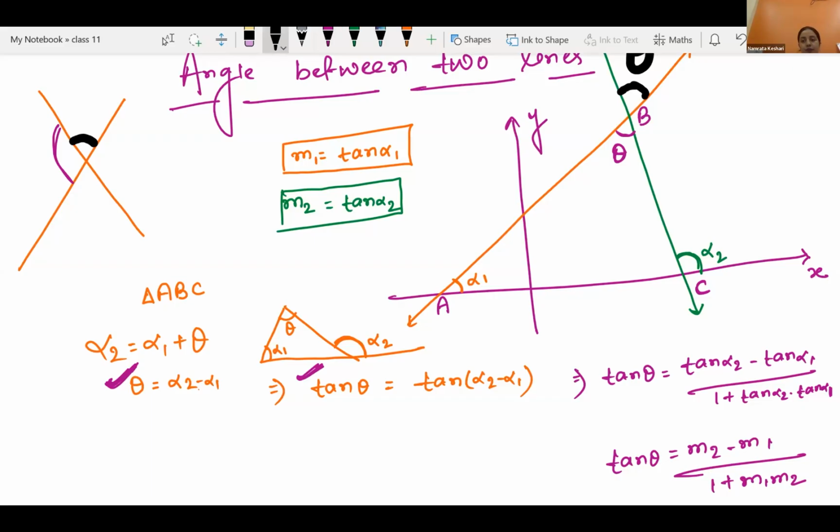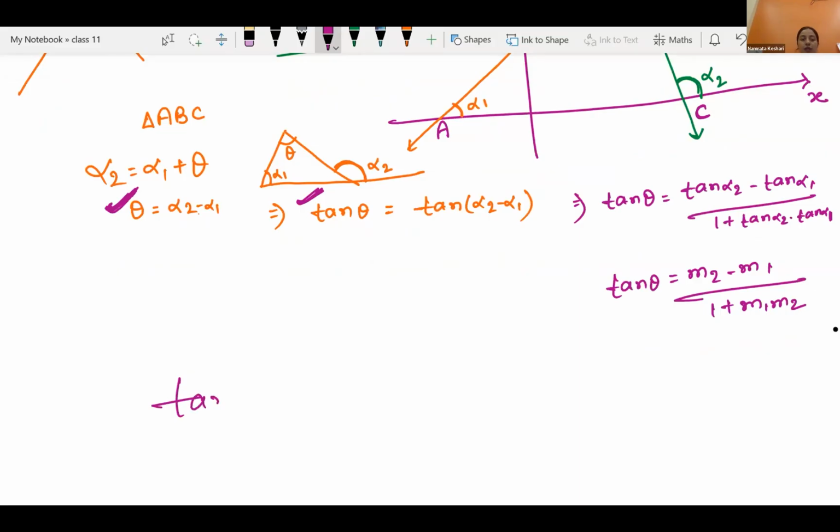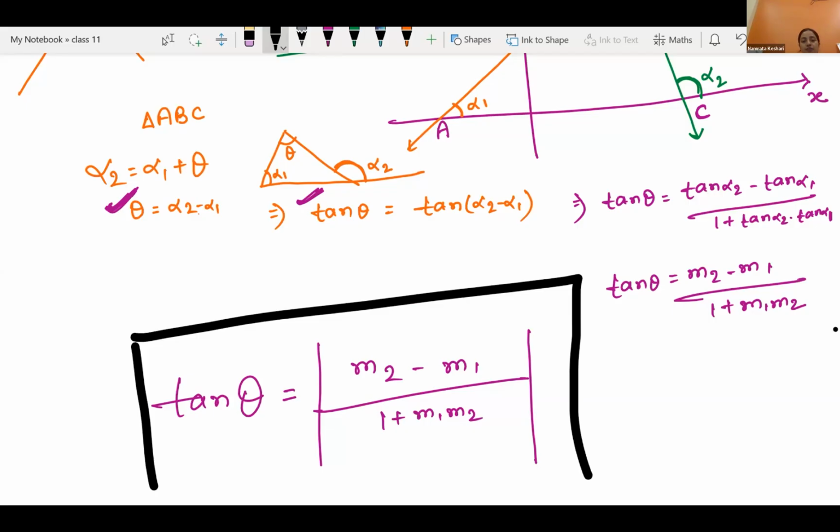See, this is the formula for finding the angle between two lines: tan theta, where theta is the angle, is equal to the modulus of m2 minus m1 by 1 plus m1 into m2. This is the formula. You can forget the proof, but this formula will be used every now and then. Proof is not required. Nowhere will it say prove how to find the angle between two lines, but the formula is really important.